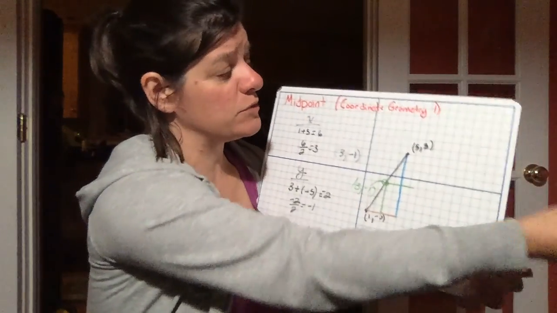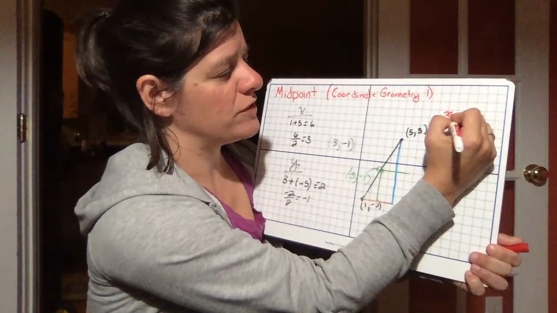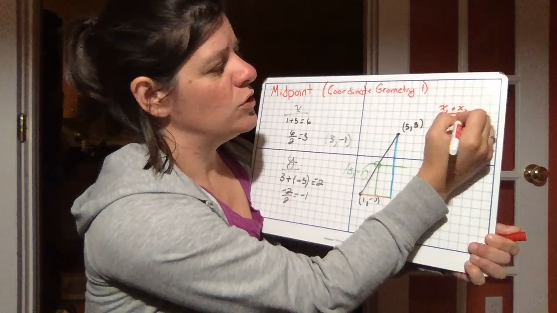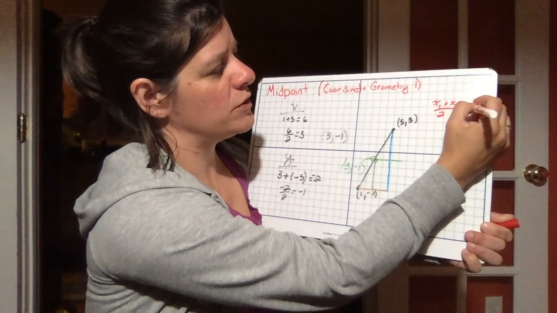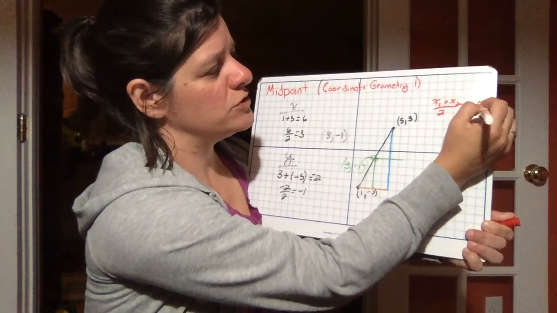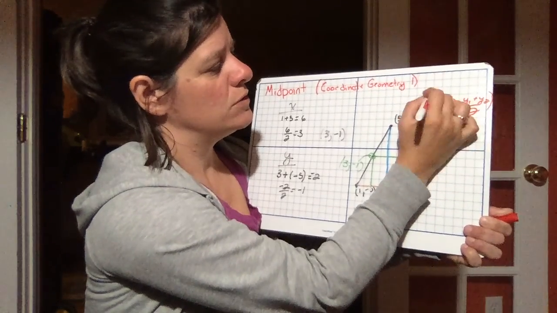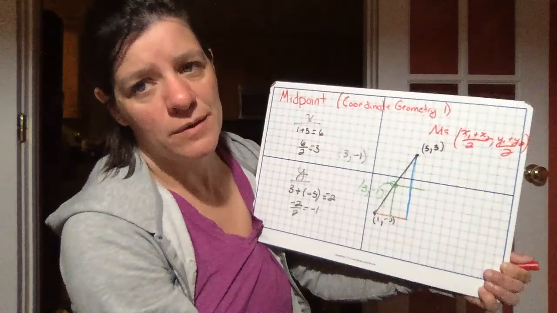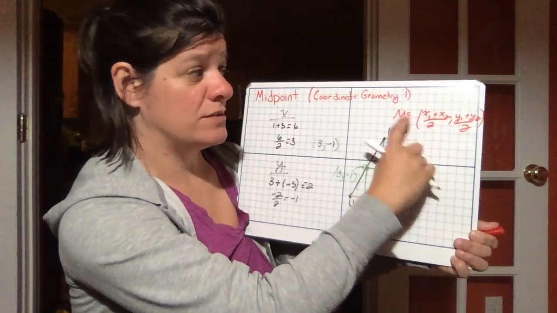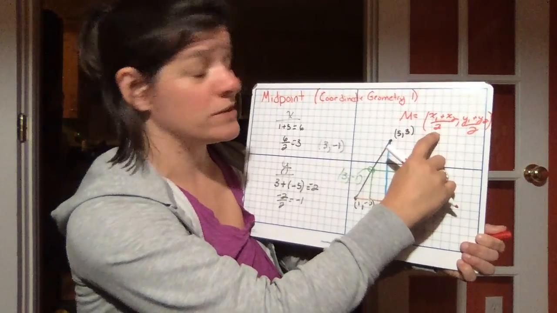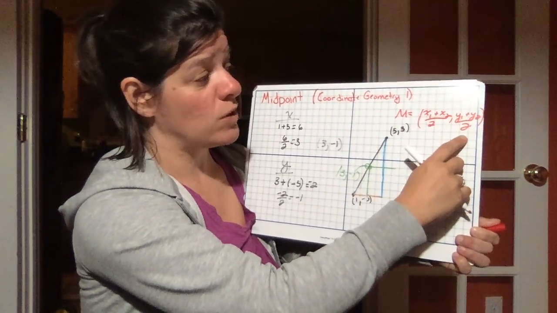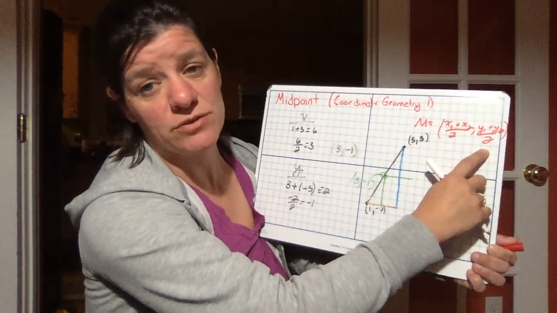The way you'll see it in the book is written as a formula where you have (x1 + x2)/2, comma, (y1 + y2)/2. And that's your midpoint. But really, the x coordinate of your midpoint is the average of the x's, and the y coordinate of the midpoint is the average of your y's.